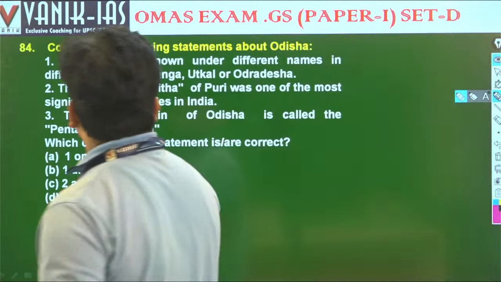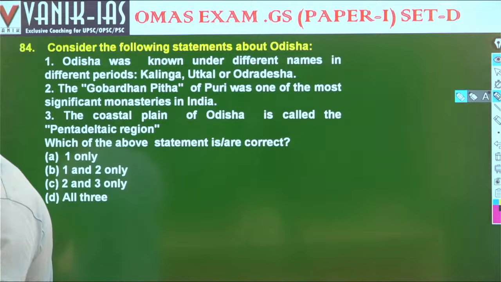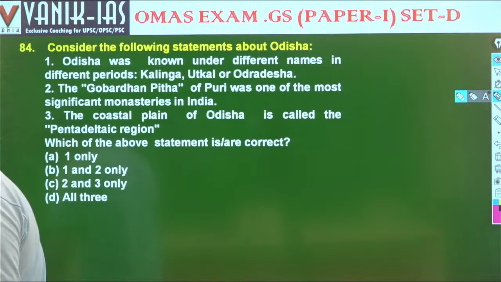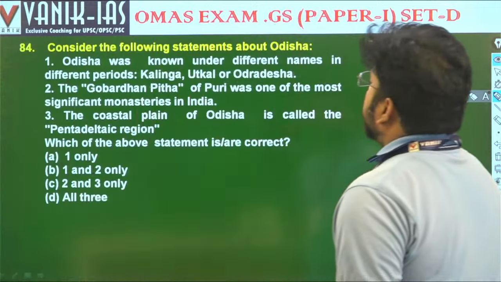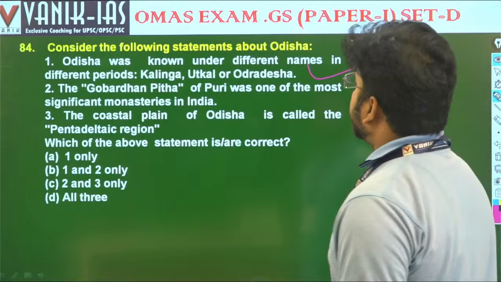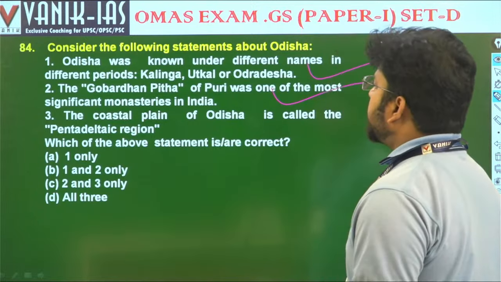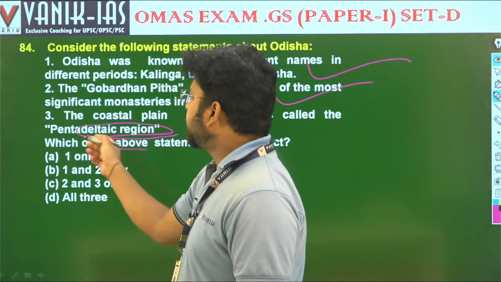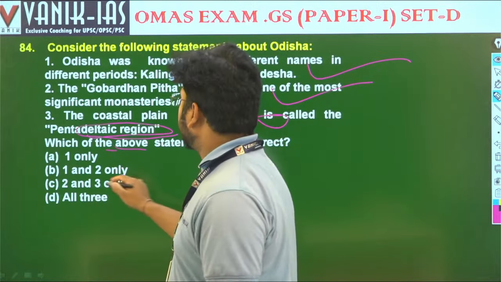Next question, the following statements of Odisha. Odisha is known by different names in different periods: Kalinga, Utkal and Odra Desa. This is right. The Govardhan Peeth of Puri is one of the most famous, one of the Char Dham. The coastal plain of Odisha is called Penta Deltaic. No, it's the deltaic region, of the Mahanadi and Brahmani, five river deltaic regions. Deltaic regions and coastal are different. So this is wrong, and 1 and 2 are the right answer.